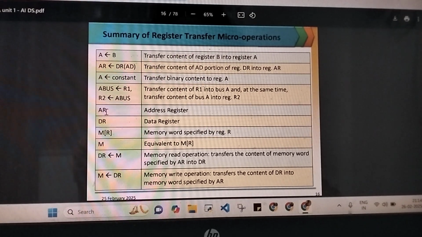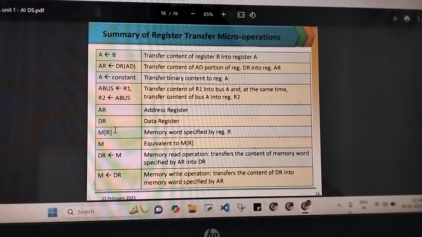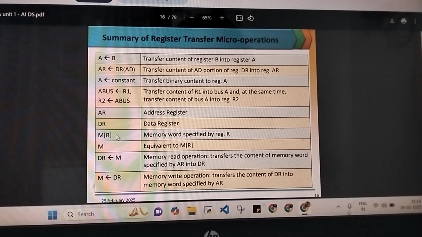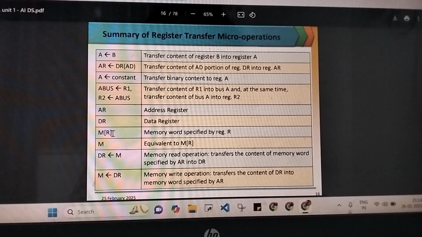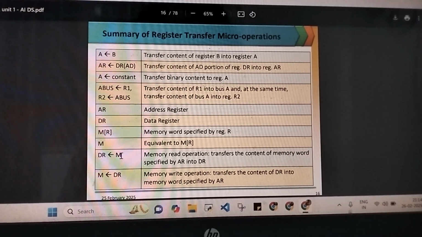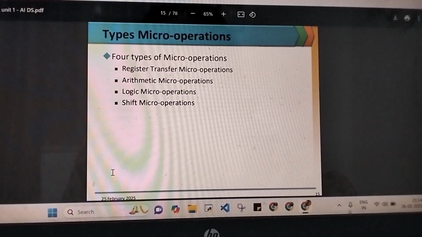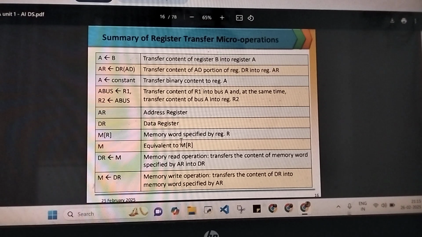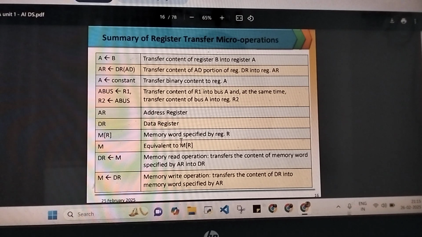AR generally stands for address register, DR for data register. M of R specifies the memory word specified by register R, meaning the content of that register. M is again a shorthand notation for M of R. DR to M and M to DR are what we just saw here, the write and read operations respectively. So these are the various register transfer micro operations generally used in a computer. Again, like I said, the set of allowed operations can vary depending on hardware, but these are the most popular ones.